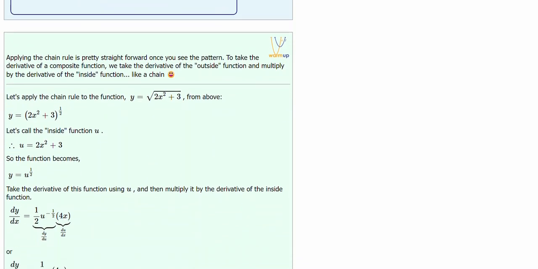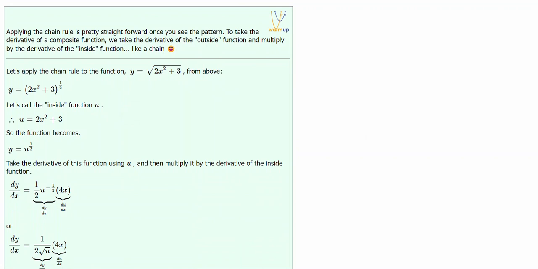Okay, so now let's take a look at this warm-up. You can just look through it if you want, but it might be nice if I relate what we just talked about above. If we take the function that we were just looking at, and rewrite this as y is equal to 2x squared plus 3 to the power of a half instead of the square root. And now let's call the inside function u. So this is going to be considered u. So the function becomes y is equal to u to the 1/2. Now take the derivative of this function using u. Just pretend instead of an x, take it with u instead. And then multiply it by the derivative of the inside function.